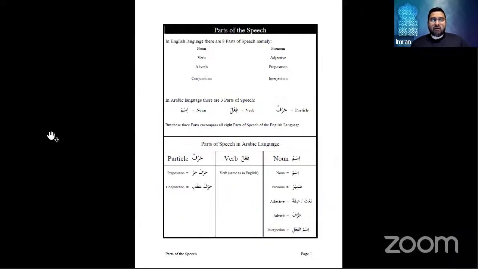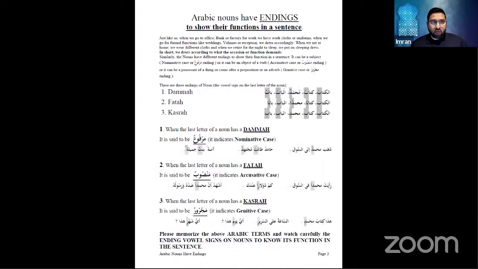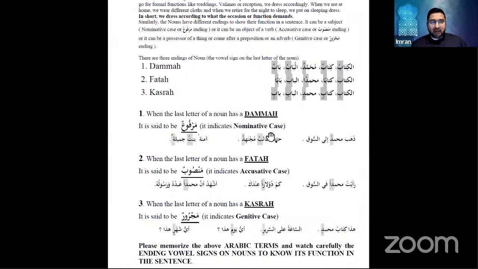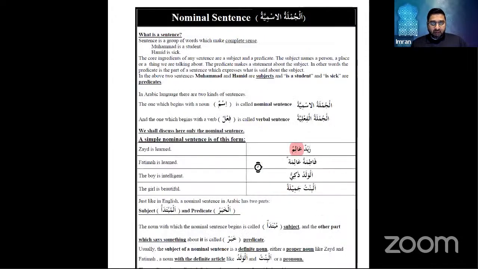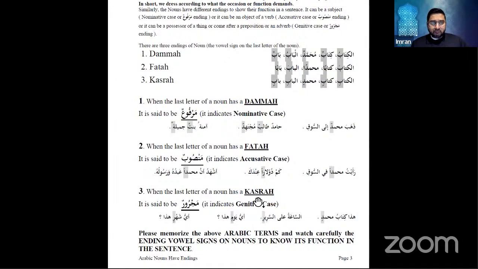Right, okay, now I'm going to teach this lesson slightly differently just to test how you find this lesson today. Now, we talked about nouns having 3 states. When it ends with a dhamma tanween or a dhamma, it's called marfu'un, and in Arabic it's called a nominative case. And if the noun ends with a fatha tanween or a fatha, it's called mansub. In English, accusative case. And when a noun ends with a kasra or kasra tanween, it's called majroor.